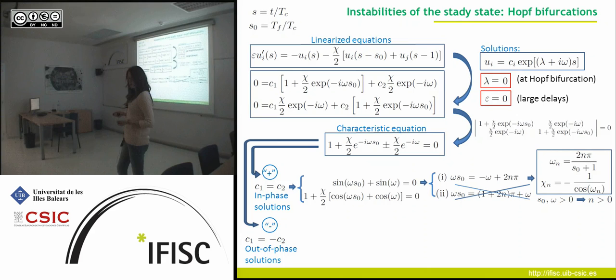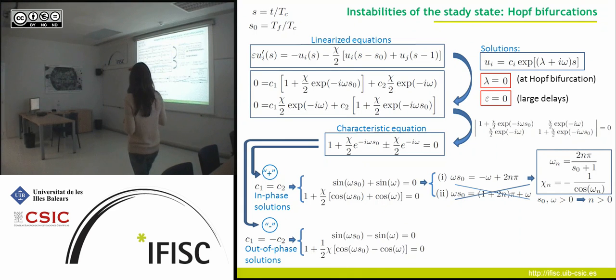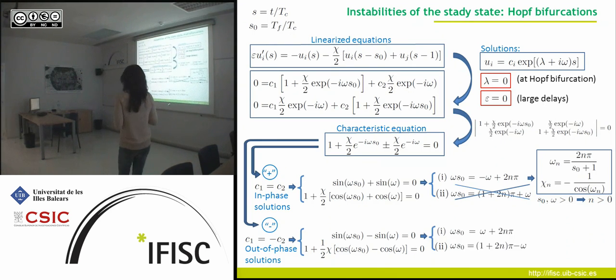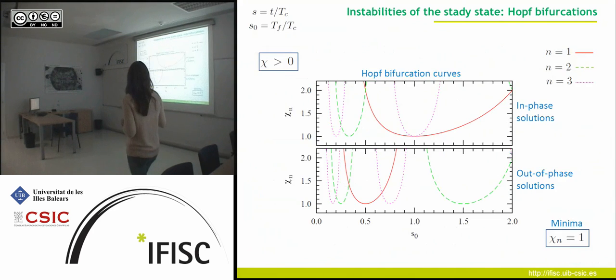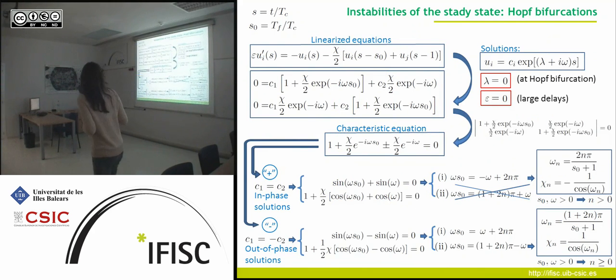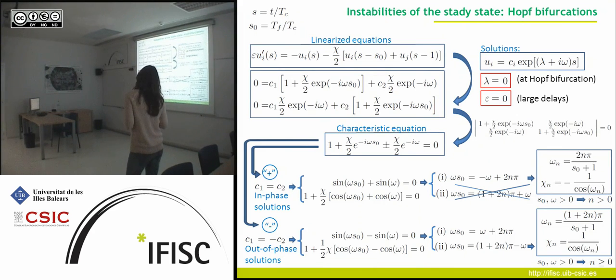Thus, this Hopf bifurcation corresponds to solutions that are out of phase. And from the real and imaginary part of the characteristic equation, we obtain again two equations. And again, from the first one, we have two cases. And now, in this case, only the second case leads to physical solutions if one takes into account this second equation.